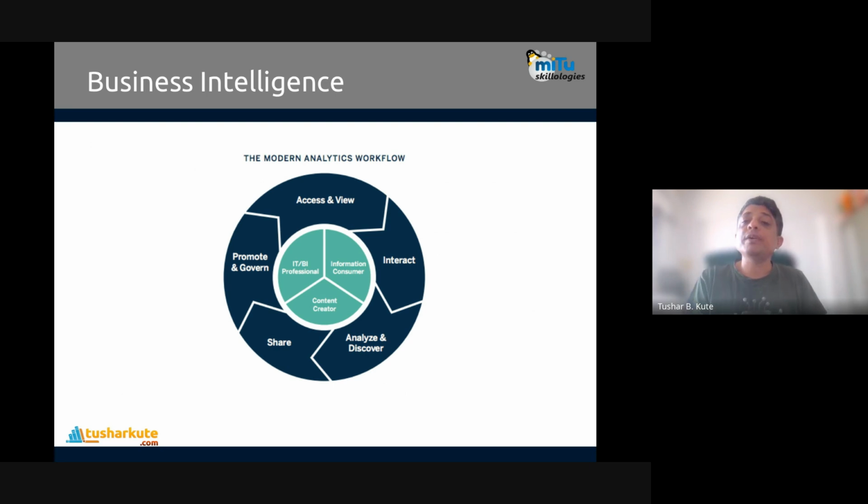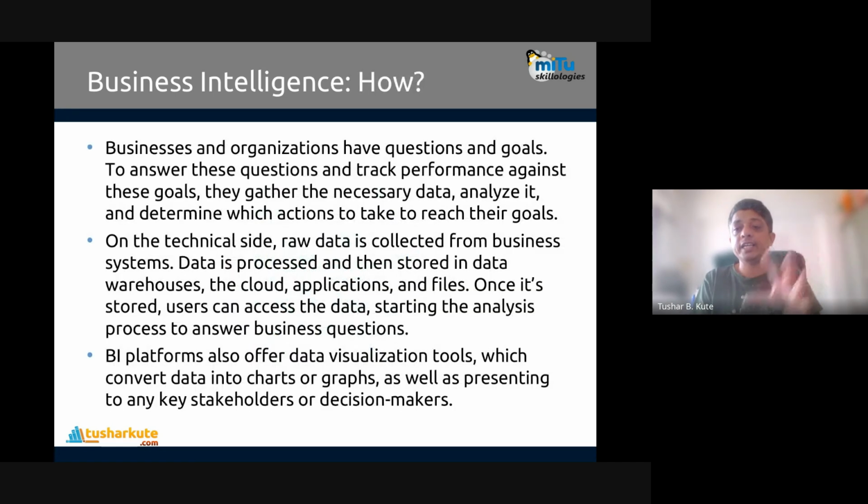Okay. Now, whenever I want to handle the data and do analytics on the data, which processes are basically followed? You can see it elaborated here in this diagram. We can get the data access directly, interact with it, analyze and discover, then share, and finally promote and govern the rules. So in order to accomplish this, we have to systematically use our data and create this respective flow.